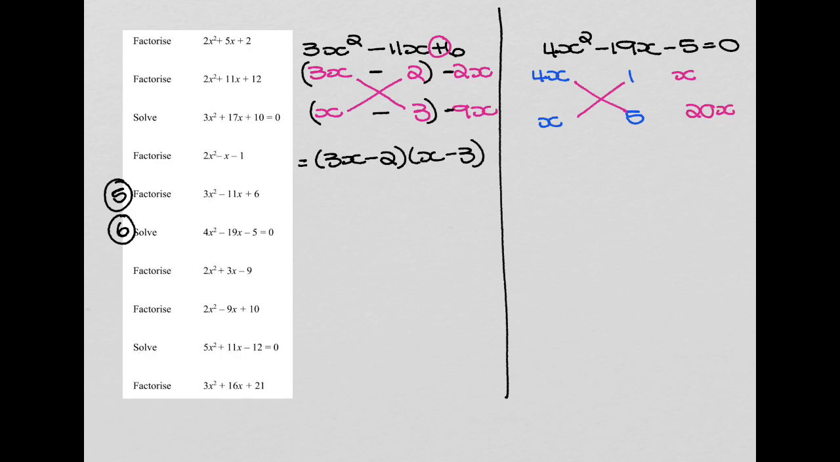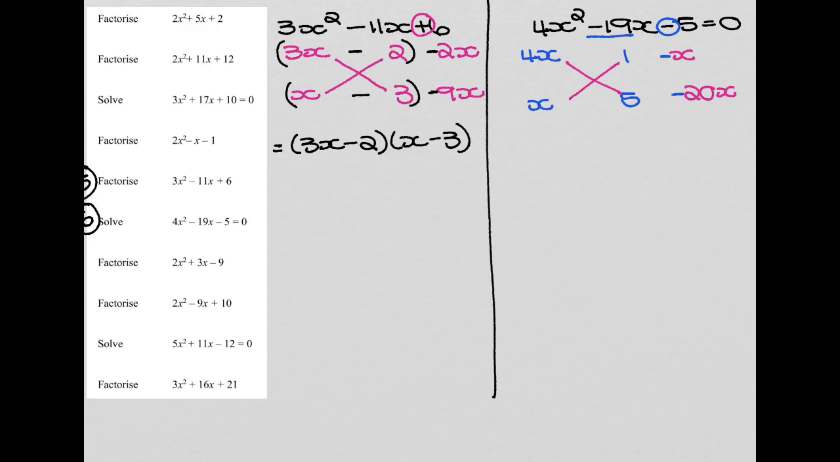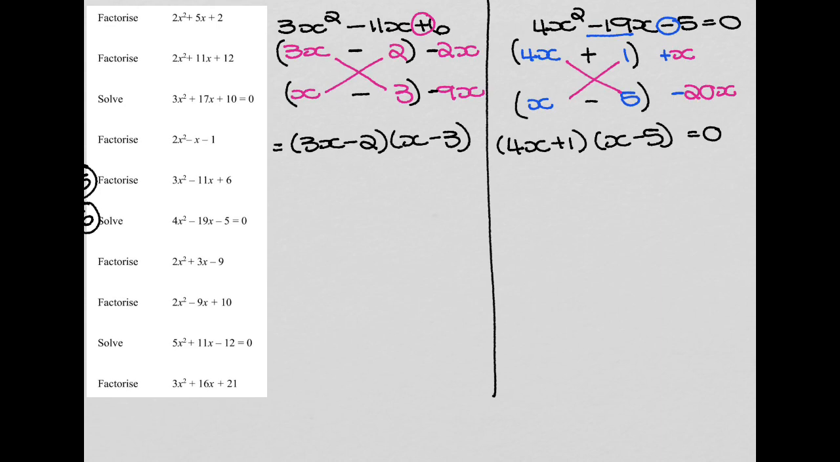The last sign is a minus, meaning I'm subtracting, and I'm trying to get to negative 19, which means it'll be negative 20, add x. That's how I'm going to get to negative 19. And so my brackets are 4x plus 1 and x minus 5. So let's write that out. We've got 4x plus 1 and x minus 5. It's equal to 0 because I'm solving, not just factorizing. And so my two answers are negative 1/4 or positive 5.